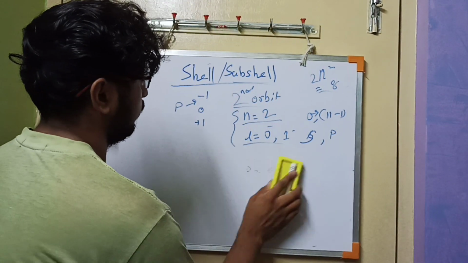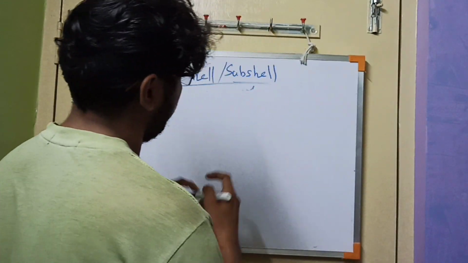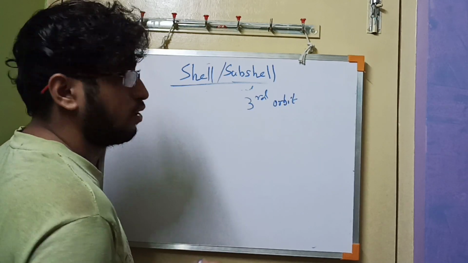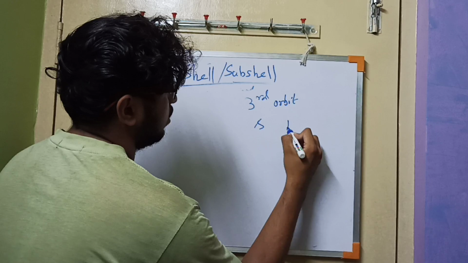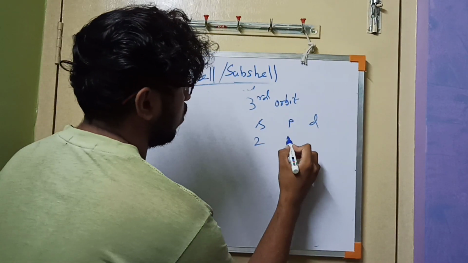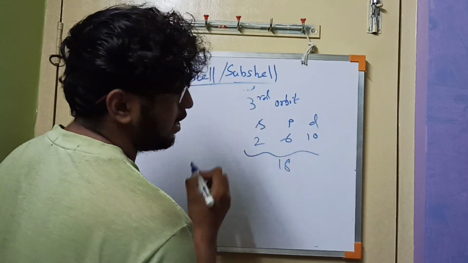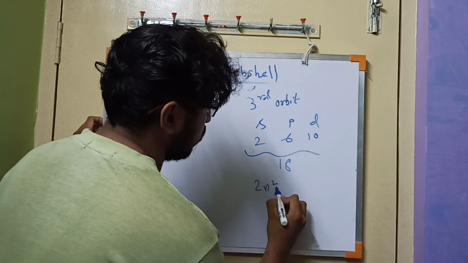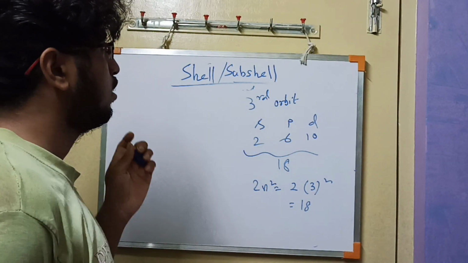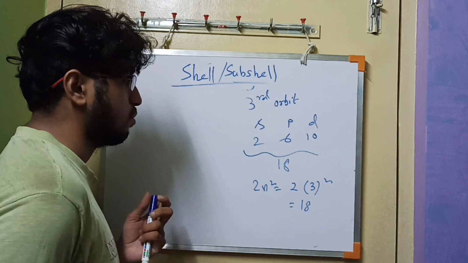Now for third orbit, we can have S, P, D. S contains 2 electrons, P contains 6, D contains 10. A total number of electrons 18, that justifies the 2n square formula, that is 2 into 3 square, 18. So this was about subshell.